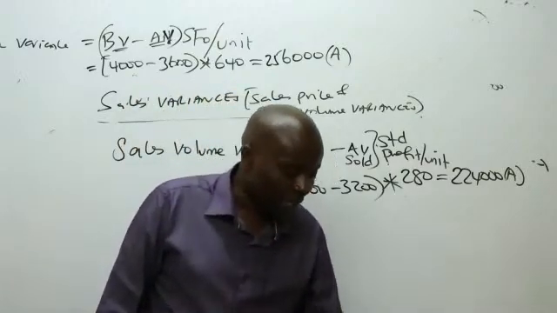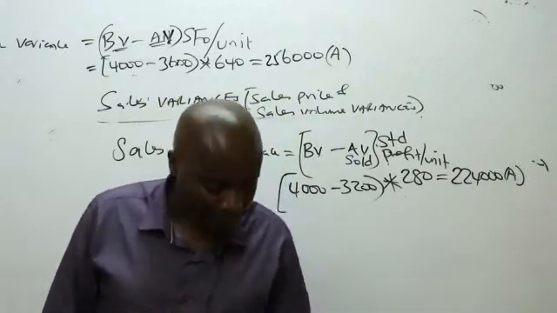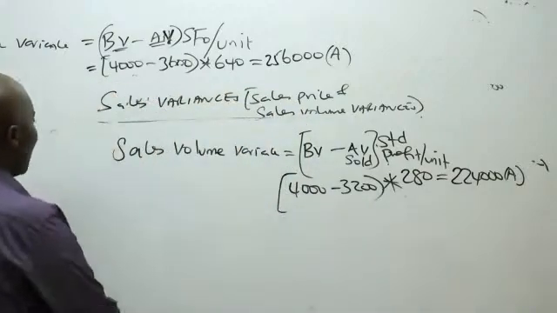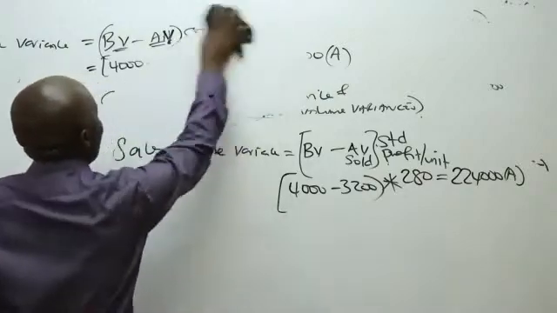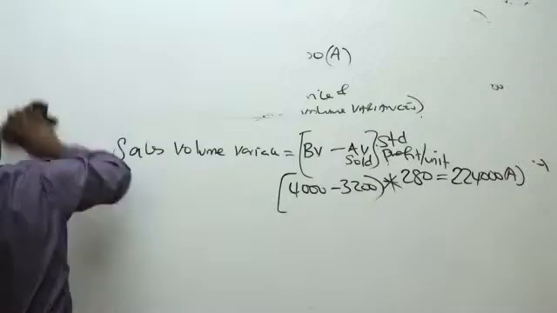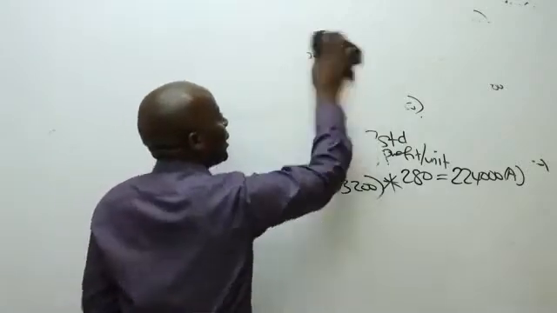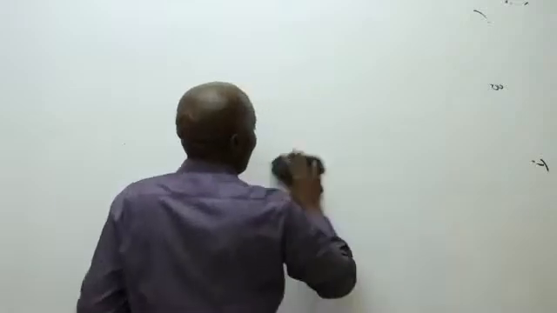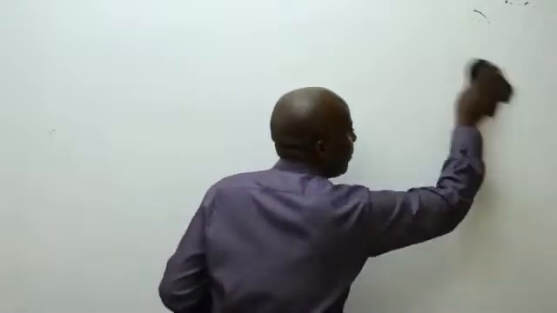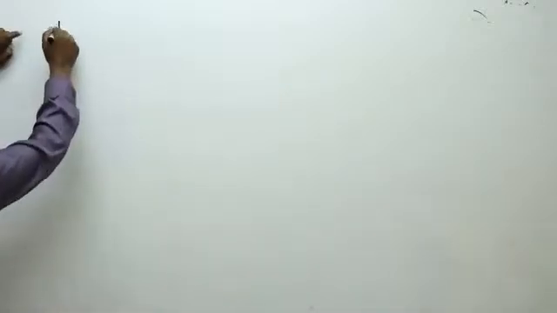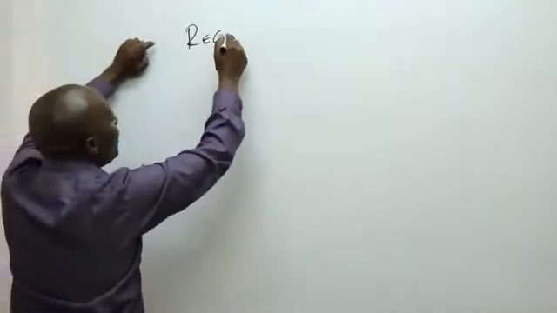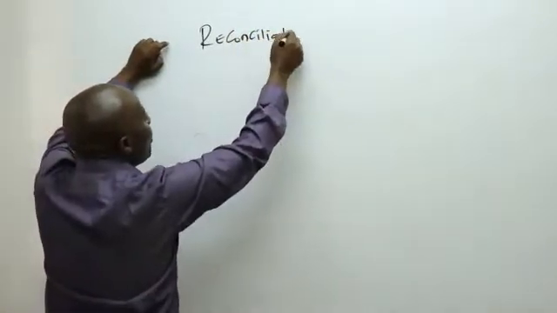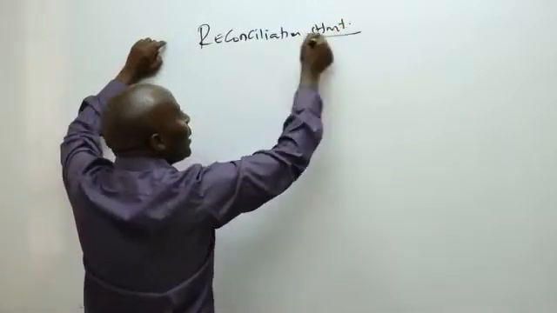Now mention there a reconciliation statement. Reconciliation statement, in brackets, operating statement. So this operating statement, I will have my reconciliation statement looking like this.